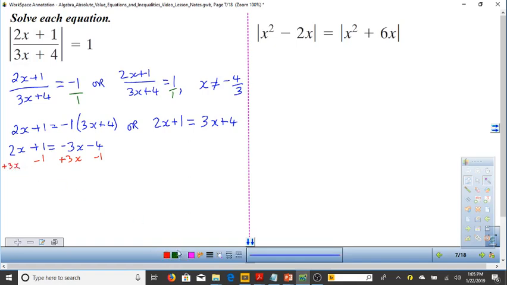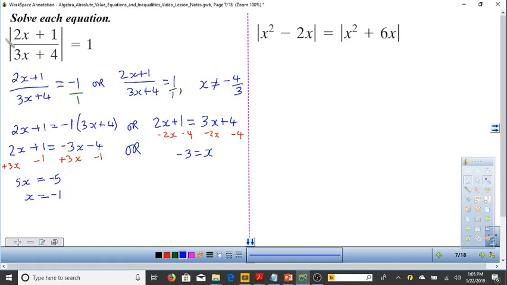And so we end up with 2x plus 3x is 5x, and -4 minus 1 is -5, which means x is equal to -1. Or for the right side, we just subtract 2x from both sides and subtract 4 from both sides, and we end up with -3 is equal to x. So then we have two possible answers here. X is either equal to -3 or x is equal to -1, neither of which is restricted.